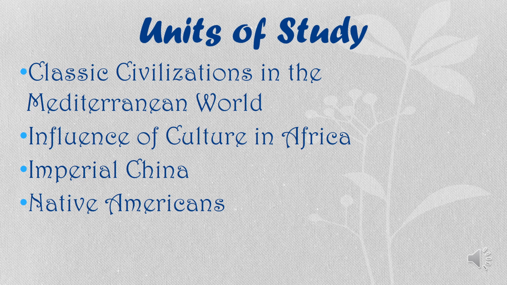The units of study for 7th grade Social Studies are Classic Civilizations in the Mediterranean World, Influence of Culture in Africa, Imperial China, and finally Native Americans. We focus a lot on the political, the social, and the economic aspects of all these civilizations and areas, as well as geography and how it helped these civilizations grow and develop.